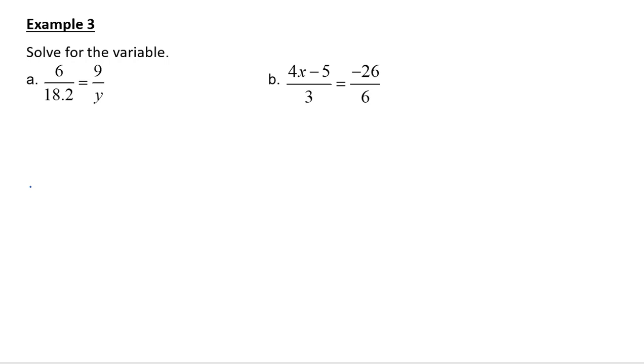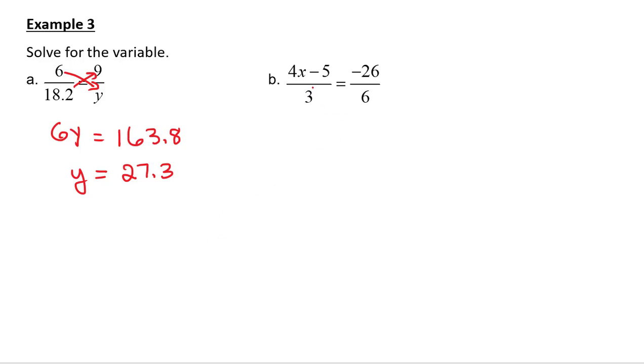Okay, a lot of what we're going to be doing in this chapter is setting up proportions and solving for x. So I want to do a little bit of review for you guys. Okay, what you do is you cross multiply. You take the 6, you multiply it to the y. So I get 6y. I take the 9 and the 18.2 and I multiply those together, and I get 163.8. I divide by 6 and I get 27.3.